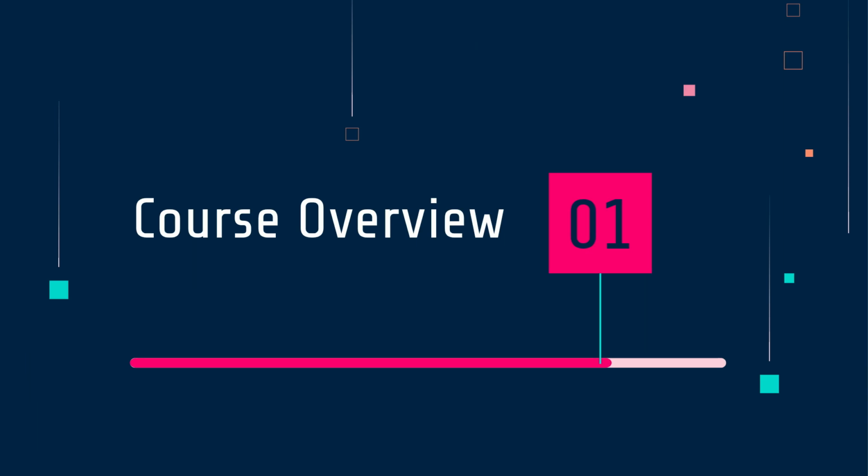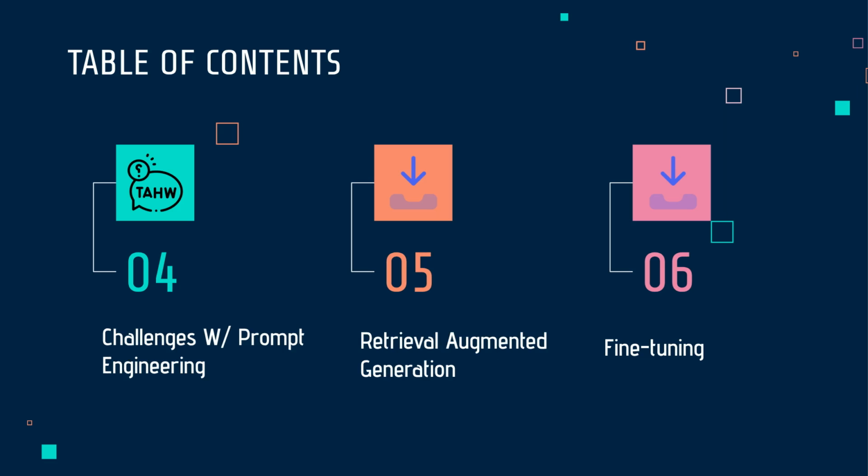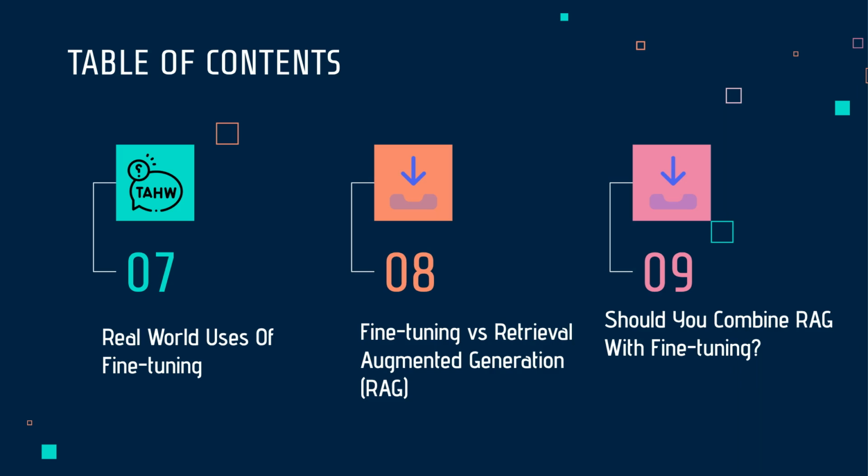This whole course is all about introduction to large language models and how to fine tune large language models to do different specific tasks, right? So we're going to be looking at the challenges that LLMs are facing, and ways around these challenges. We'll look at different ways such as prompt engineering, challenges with prompt engineering, retrieval augmented generation, fine tuning, the real world uses of fine tuning, comparing and contrasting fine tuning versus RAG, and all the other stuff, right? So whether you should combine fine tuning with RAG or use only one of those, instead of combining them, we'll take a look at all of those to understand these concepts in detail. So let's get into it.